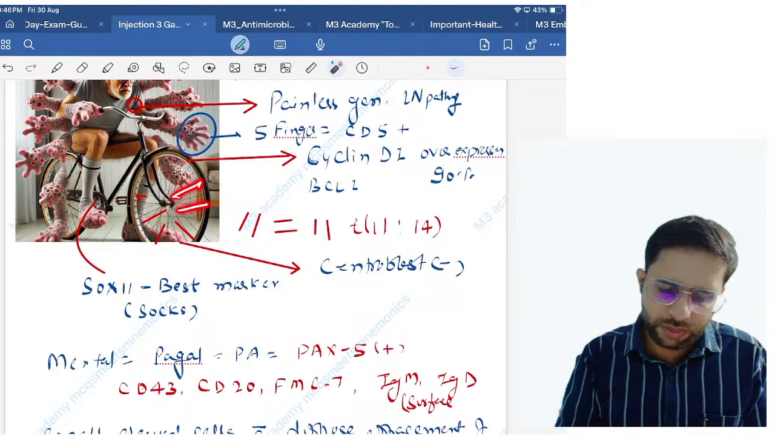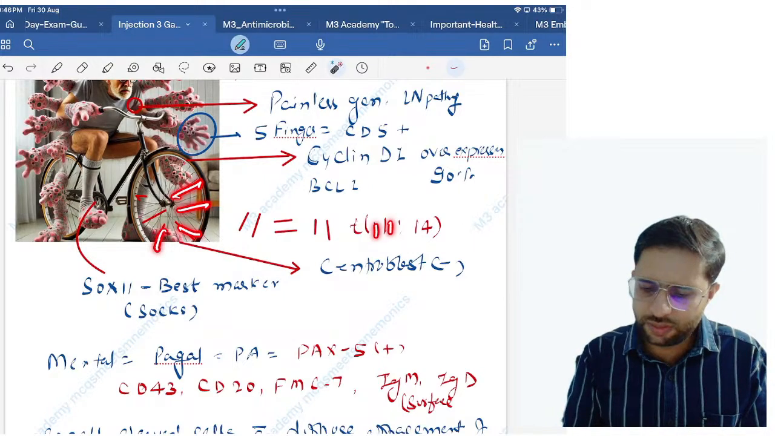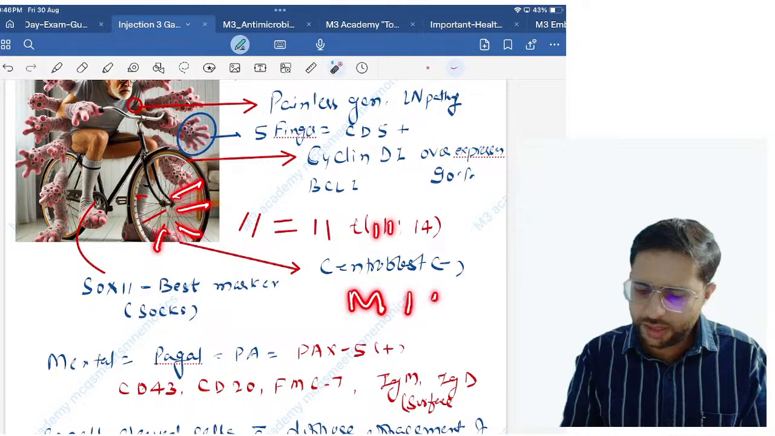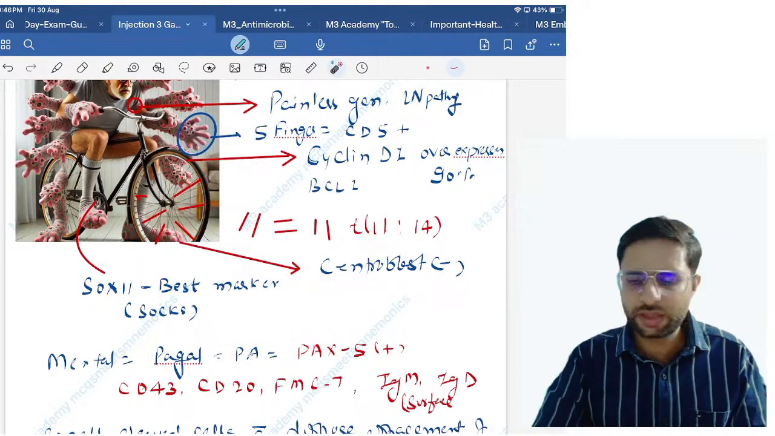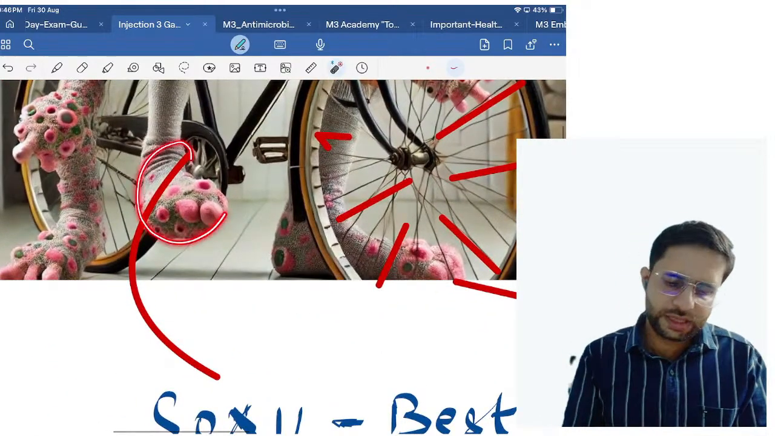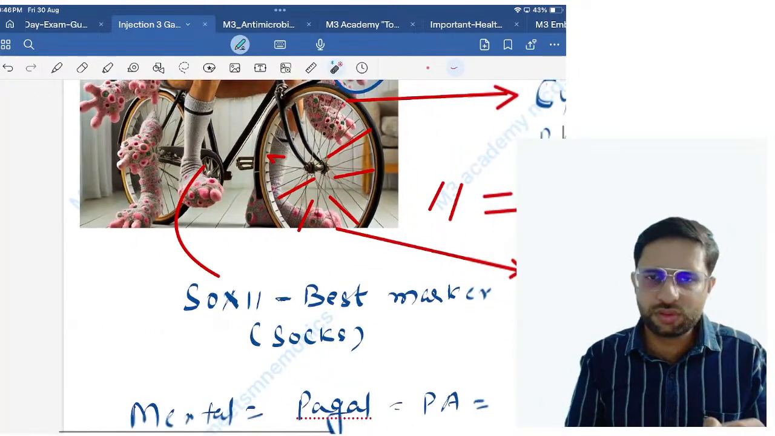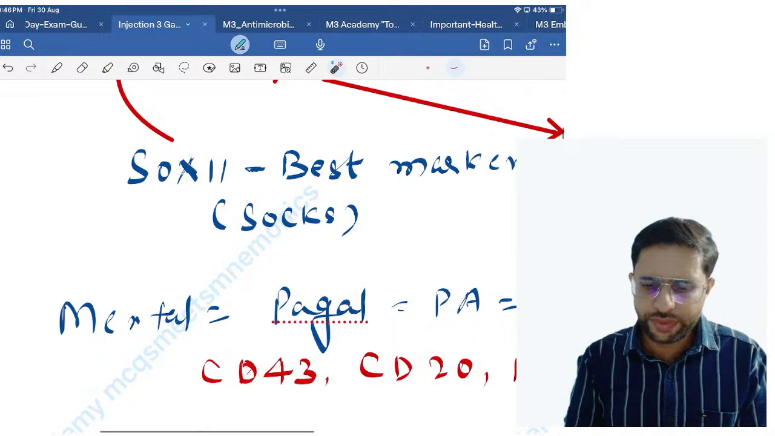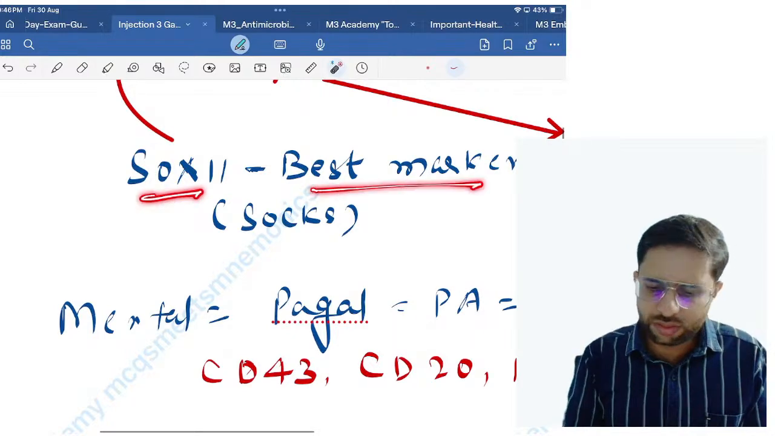How are we going to remember this one? This one is 1, so 11 is to 14. And when you write the M, this M is 11. Yes, when you write M, 11 is formed here too, so 11 is to 14 becomes the translocation. And you can see this person is wearing socks. So socks means SOX11. SOX11 is the best marker.